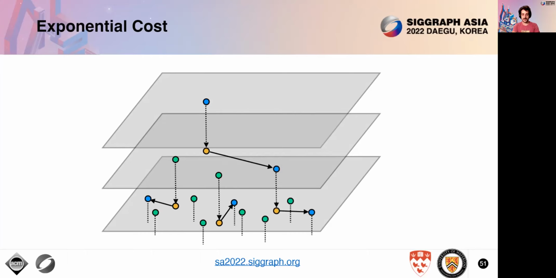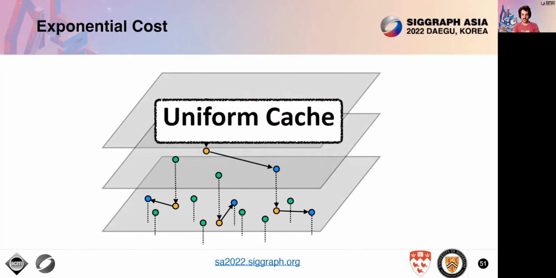While this is far from ideal, we can circumvent this by using a cache to store computed values, as we usually do for recursive methods with exponential cost. In this work, we use the uniform grid for its simplicity, but other more promising types of cache are also possible.